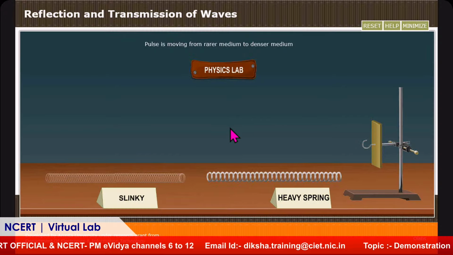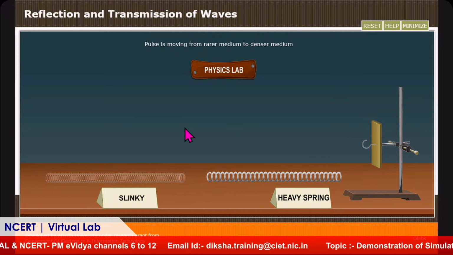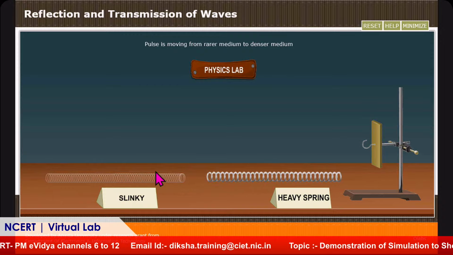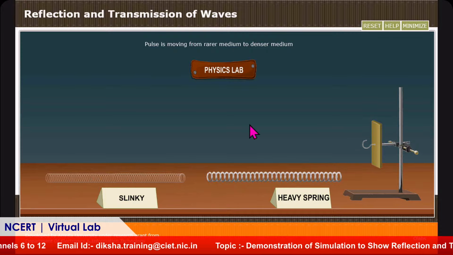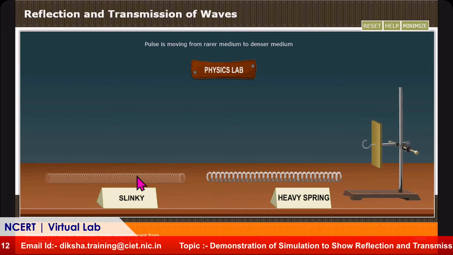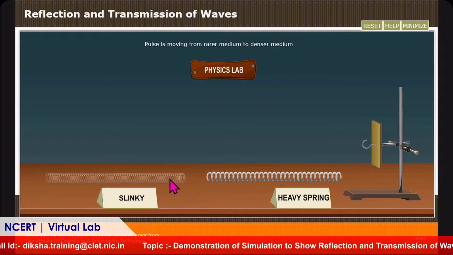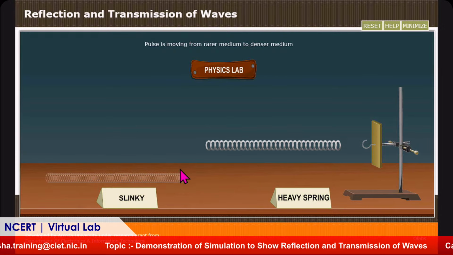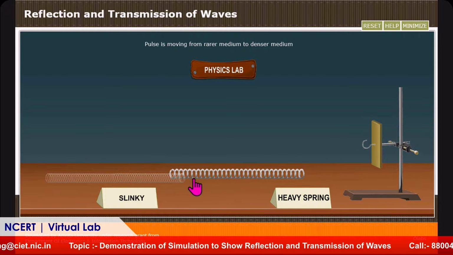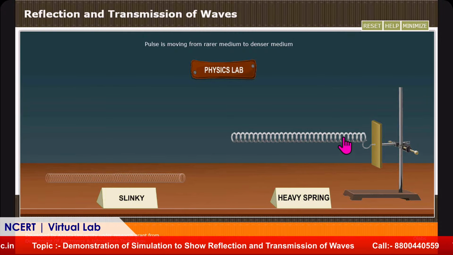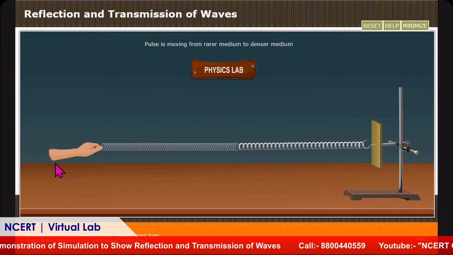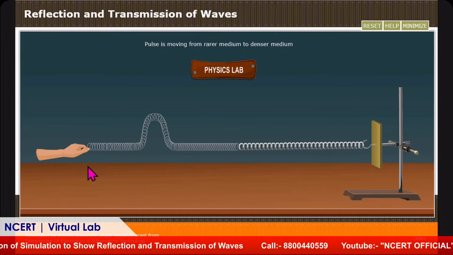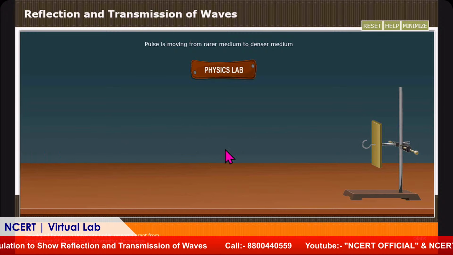So after this, the student gets a basic idea of what it is. Now this is the second part of it. Now the pulse is moving from a rarer medium to a denser medium. Here we have taken one lighter spring and another, a heavy spring. Now simply click to attach both of them. I think first we have to attach this and then this, then give one pulse, some jerk, which is the energy.